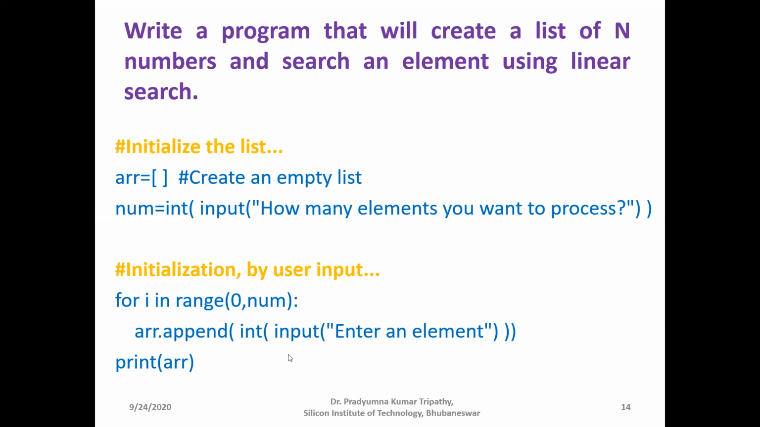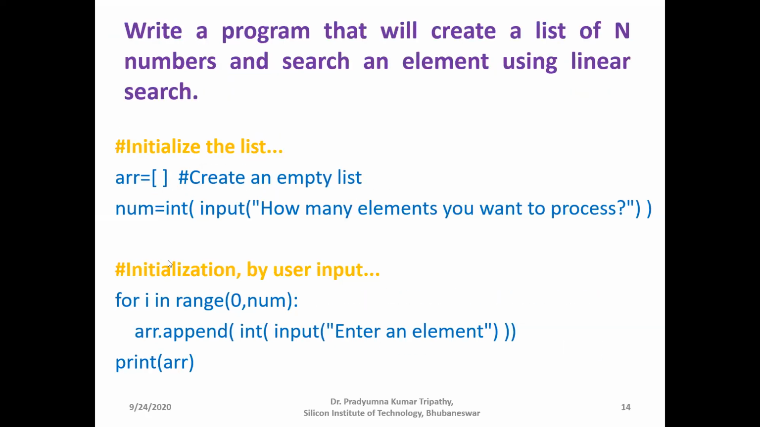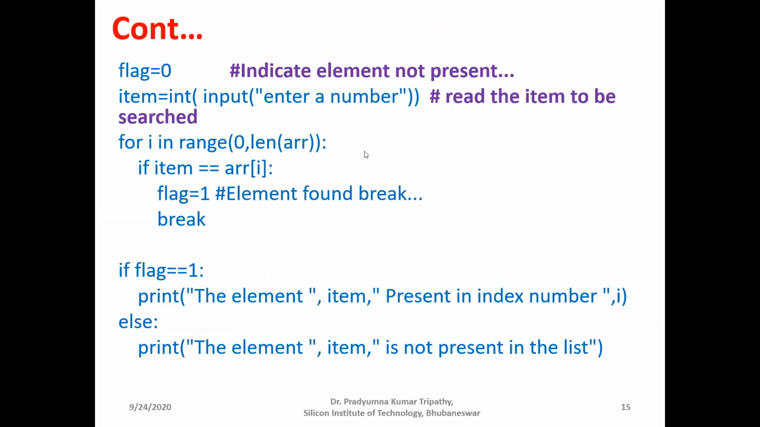So my numbers are being entered, but I want to search for an element using linear search. So what I'll do, I'll take a variable flag equal to 0 and search for this item from this array. I have to search for the item in the array, right? Linear search, what do you do? Linear search, we go on comparing from the beginning of the list, we compare with each of them.